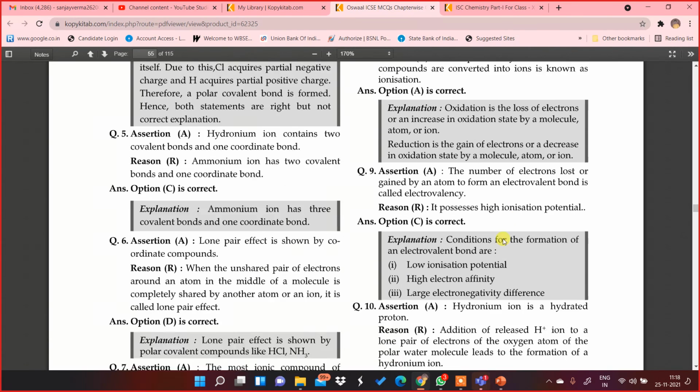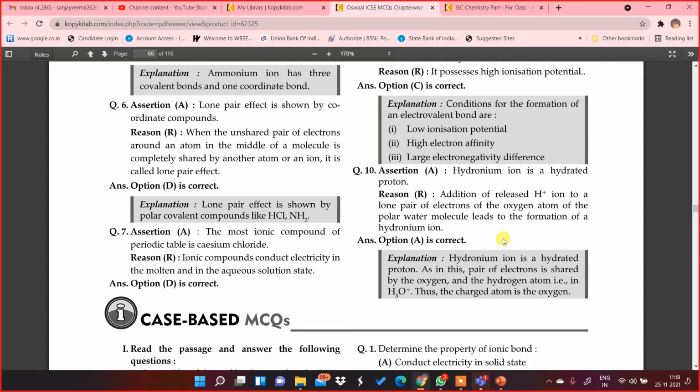Number 10, hydronium ion is a hydrated proton. You can say, okay, because of the presence of water molecules. Then the reason: addition of released H plus ion to a lone pair of electrons of the oxygen atom of the polar water molecule leads to formation of the hydronium ion. That is also correct. So option A is correct. Okay. So this was from the chapter chemical bonding.